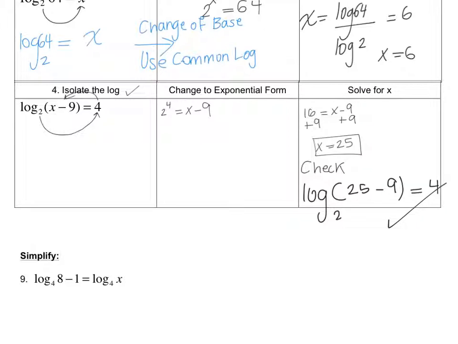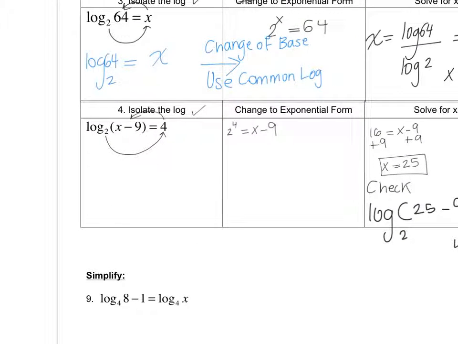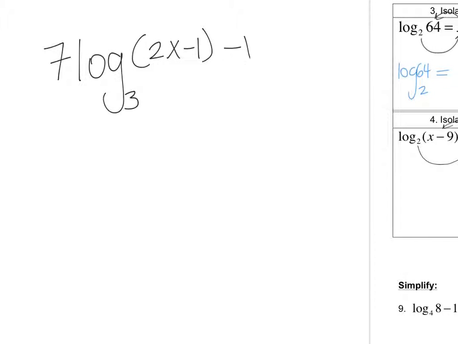Now, before I move on to number 9, 10, and 11, as you can see, I skipped numbers 5 through 8 because that will show you how to do the second type of logarithmic equations. But before I move on, I would like to do an extra problem with you where the log is actually not isolated and I have to isolate it. So let's do that.